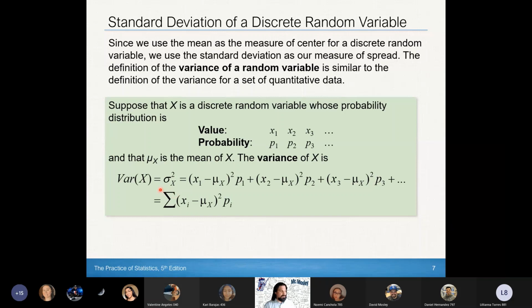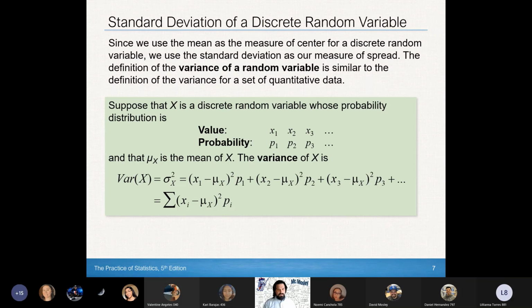If we want to do this in shorthand, we again use our summation notation, the capital Greek letter sigma, times x sub i minus mu sub x, our outcome minus the mean, squared, times the probability of that outcome. So that is our variance.